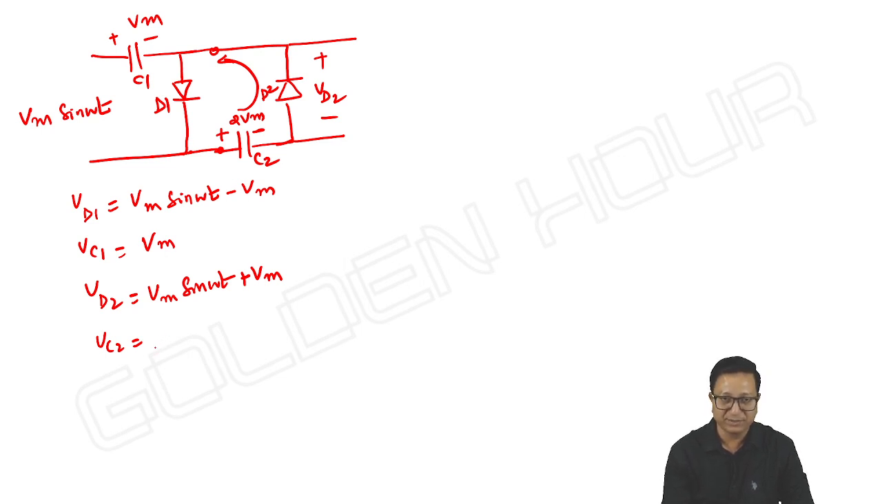We are aware of it. Here I am not writing it, not required also, nothing to worry. And what about VD2? It is Vm sin omega t plus Vm. It's a positive clamper.